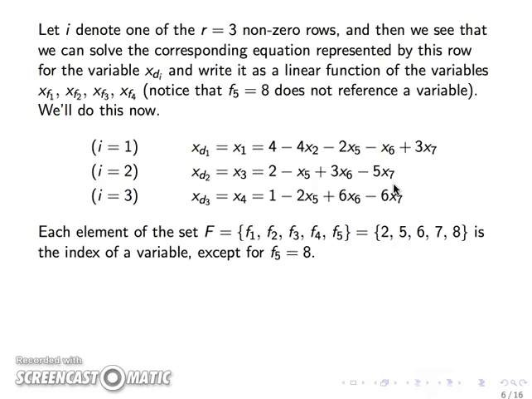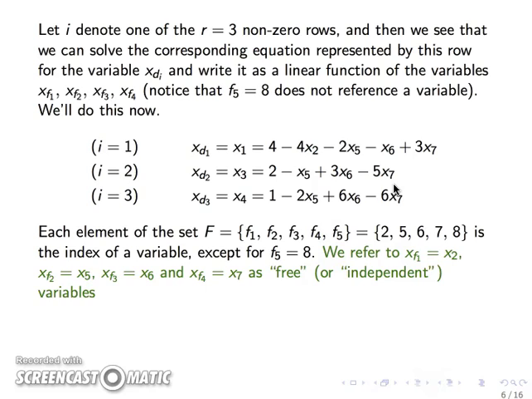So each element of the set F is the index of a variable, with the exception of the last number there, 8. 8 corresponds to the column that was kind of artificial. We created this matrix by augmenting the columns of the coefficient matrix. So always the last number in this set F is going to be ignored because it doesn't correspond to an index of a variable. So we refer to x2, x5, x6, and x7 as the free variables.